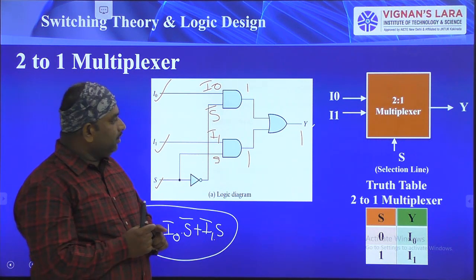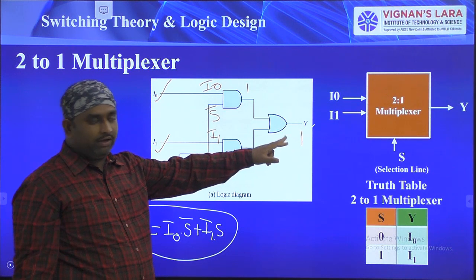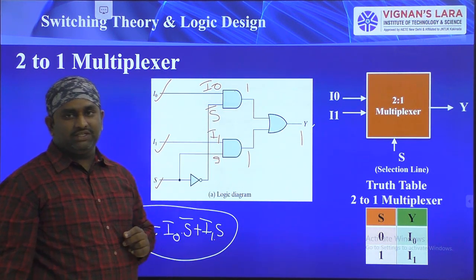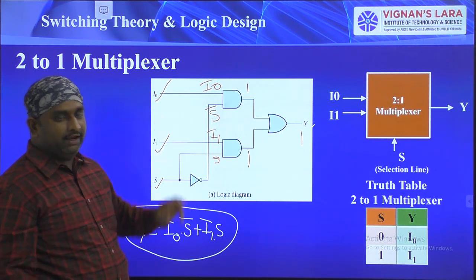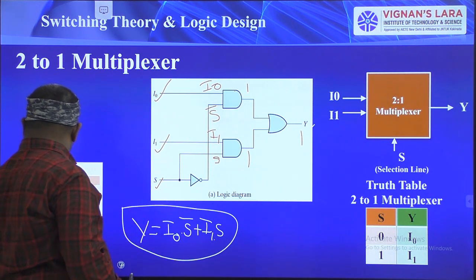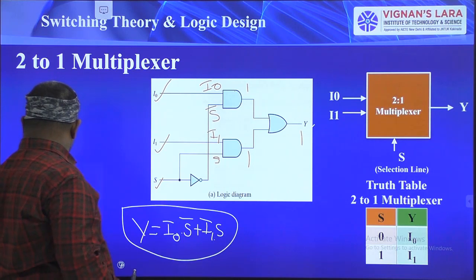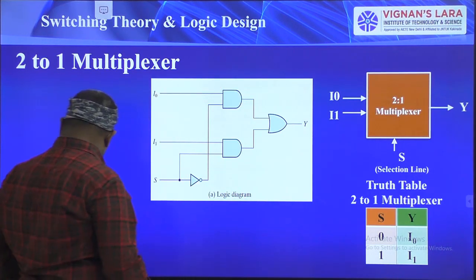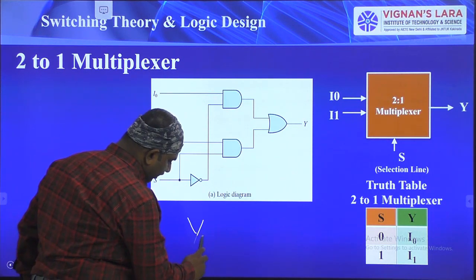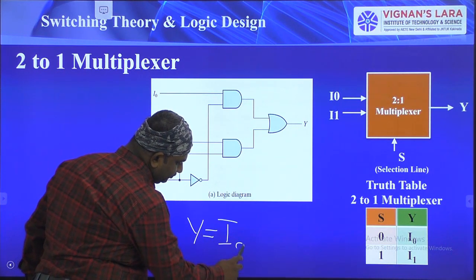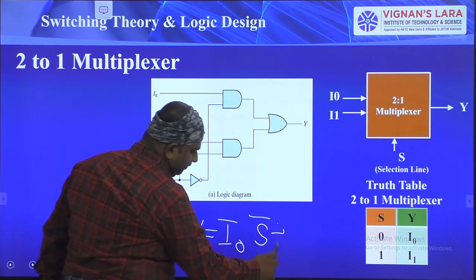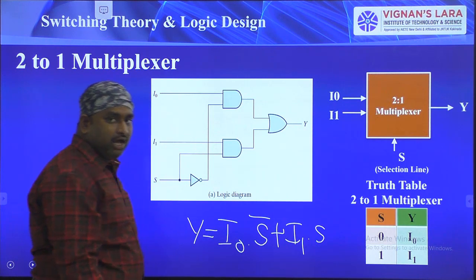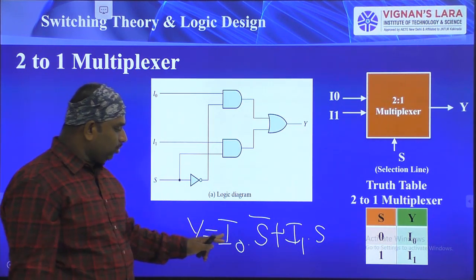So here Y is equal to 1 if any one of the inputs is equal to 1, then automatically Y is equal to 1. So see here, if S is equal to 0, see here. Y is equal to I0 S bar plus I1 S. So this is the Y functionality. So Y is equal to I0 S bar.